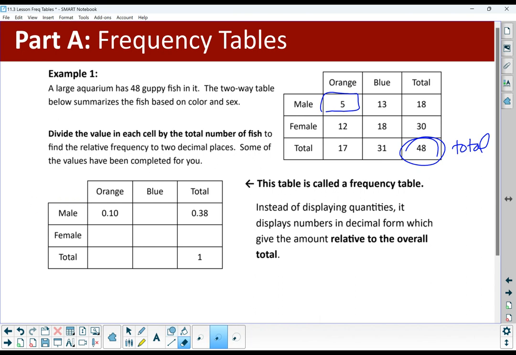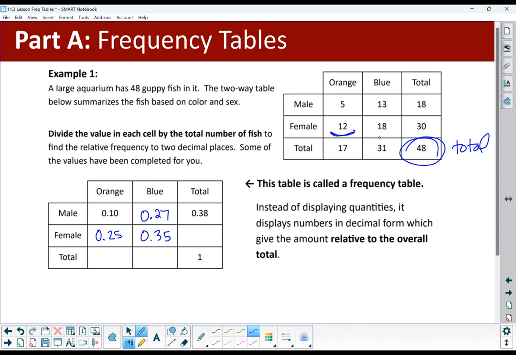A couple of these values are filled in. We're going to fill in the rest of them. For this second cell, we take the 13 and divide it by 48, and that gives us 0.27. Then we take the 12 in the next row and divide it by 48, and that gives us 0.25. We just continue filling that in with these quantities.